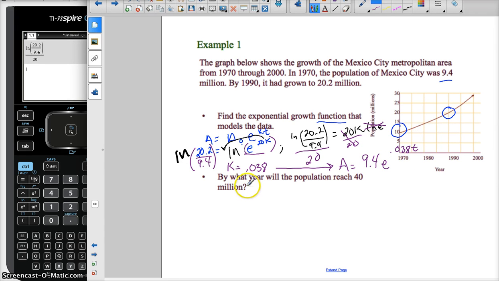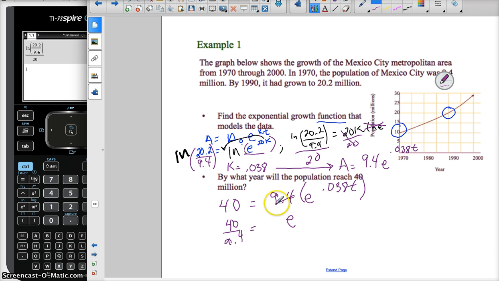By what year will the population reach 40 million? Does 40 million represent A, the amount at a specific year, or t, the year? Well, of course, that's going to represent A. So we'll replace A with 40 million, or 40, and 9.4 times e to the 0.038 times t power. Now to solve for t, we'll follow the exact same process that we did in the previous example. We want to begin by isolating the base that's raised to the exponential power, and we will do that by dividing 40 by 9.4.